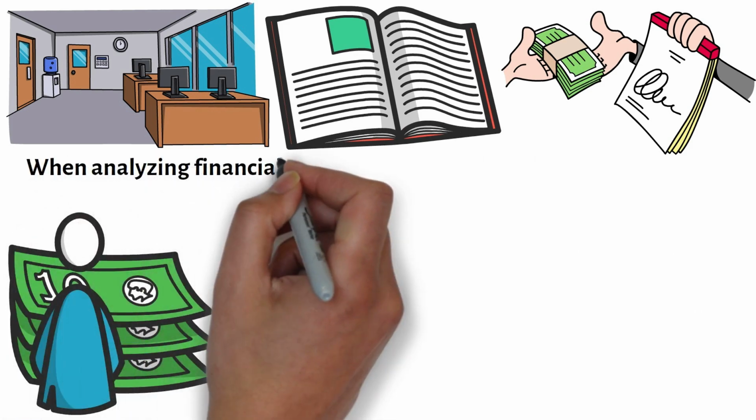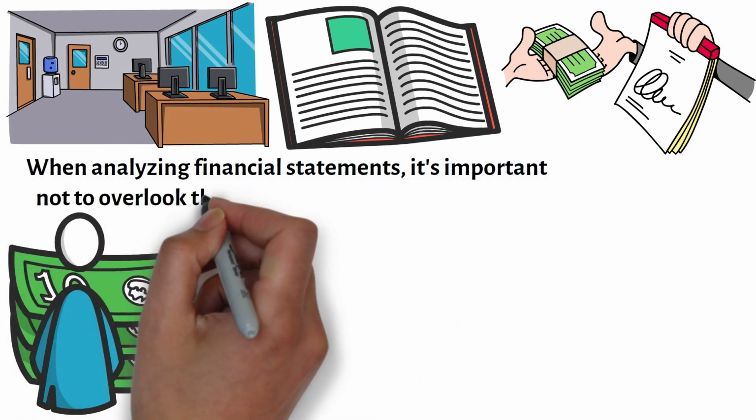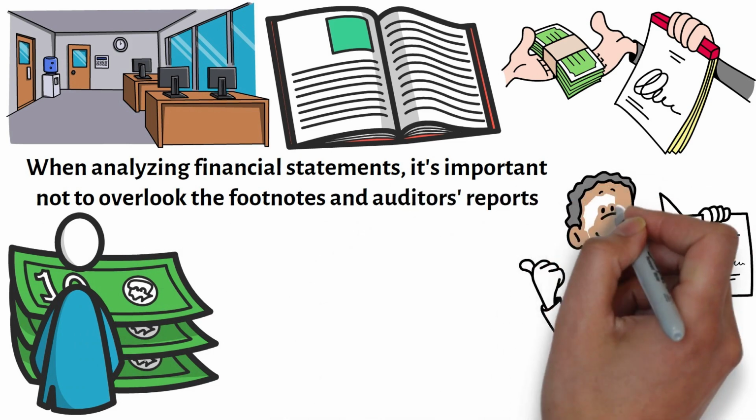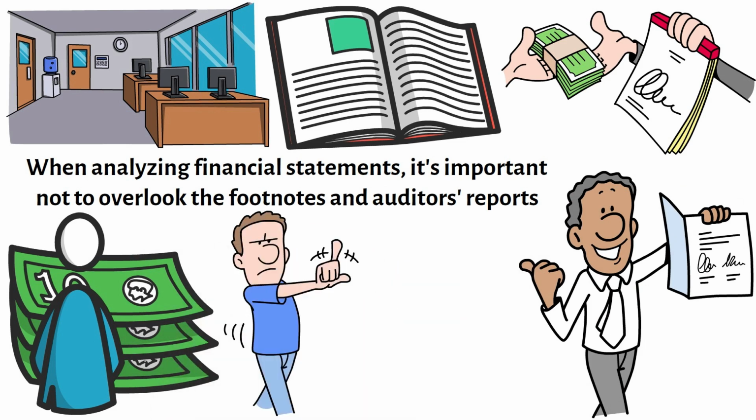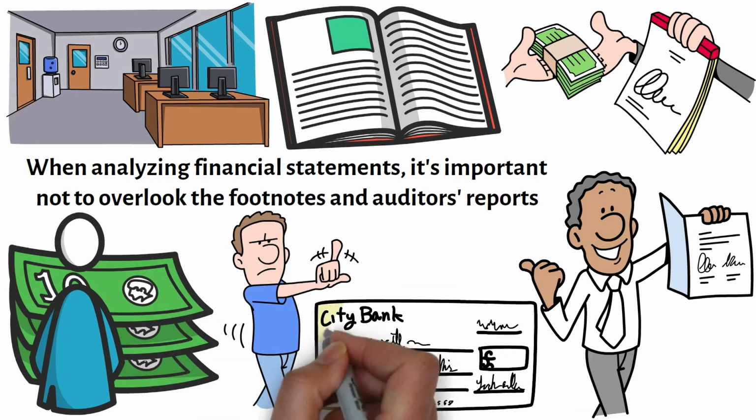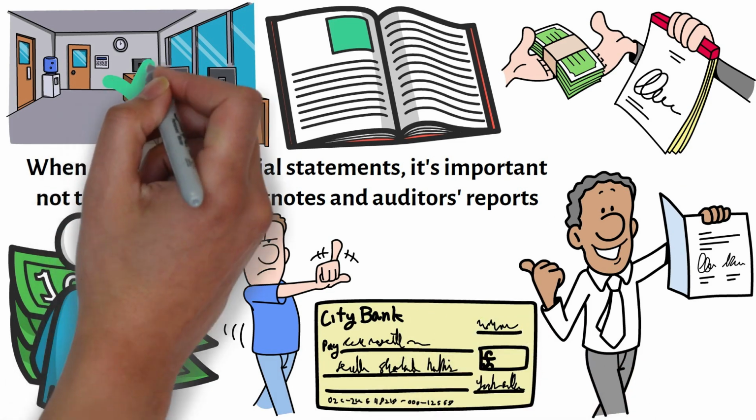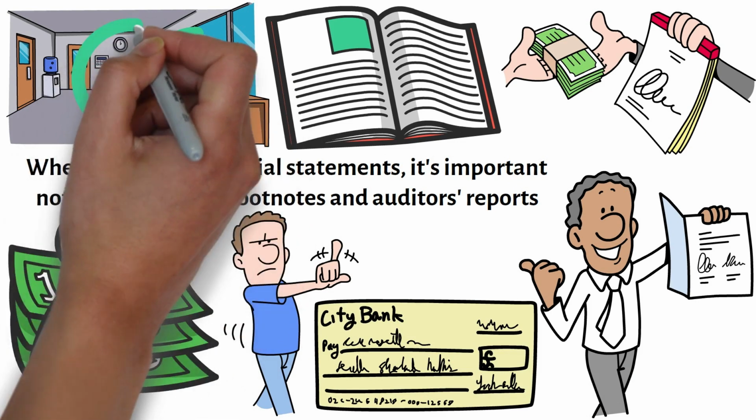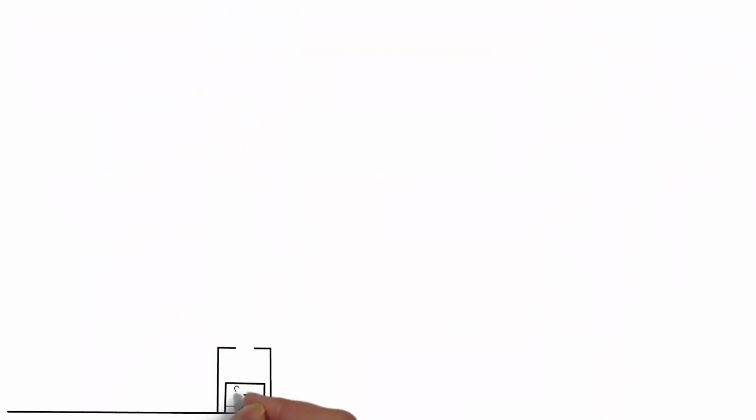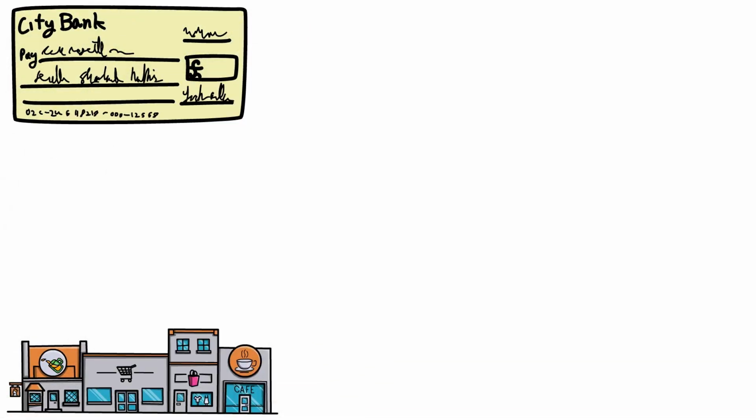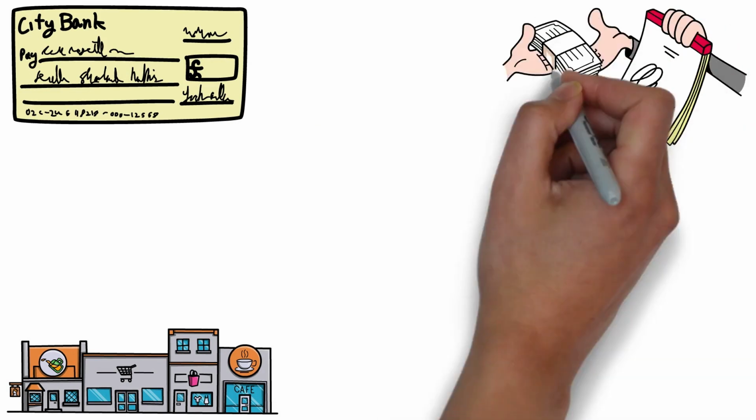When analyzing financial statements, it's important not to overlook the footnotes and auditors' reports. Footnotes provide additional context and detail that may not be apparent from the financial statements themselves. They can include information about accounting policies, significant events, and contingent liabilities that could impact the company's financial health. Auditors' reports provide an independent assessment of a company's financial statements. They confirm whether the statements have been prepared in accordance with accounting standards and provide assurance to investors about their reliability.